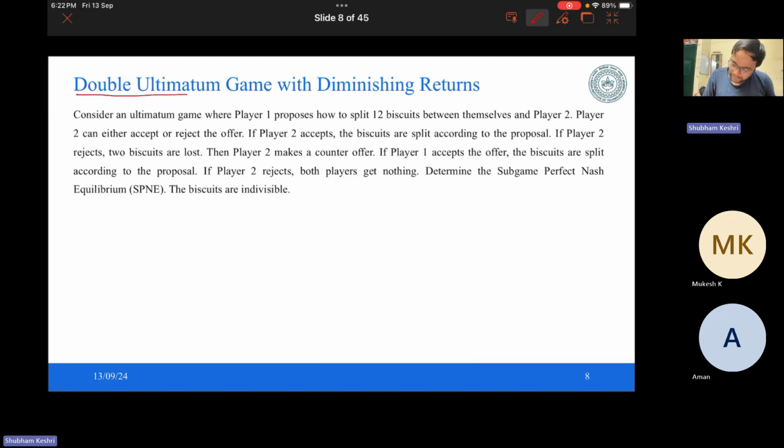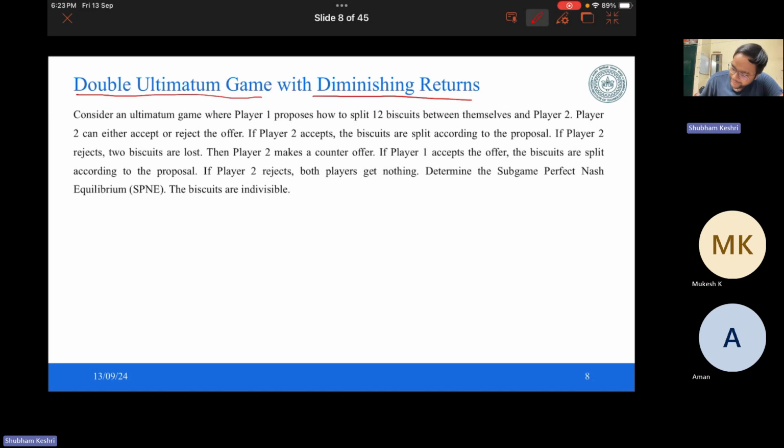So this is also a double ultimatum game with diminishing return. In this problem, the game is the same, but there is a discount factor. Suppose there is a mother who is offering 12 cookies to her two children, and the rules of the game are similar, but whenever the first stage ends and there is no agreement between the two, the mother says, I'll punish you both and take 2 cookies from the total. So that is how the discount comes. From 12 cookies, in the next stage the total becomes 10.